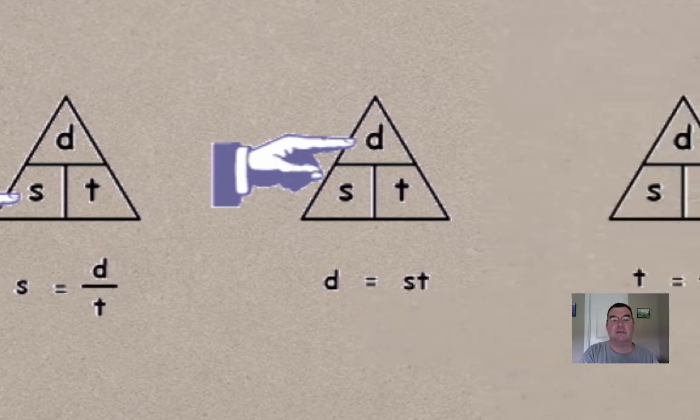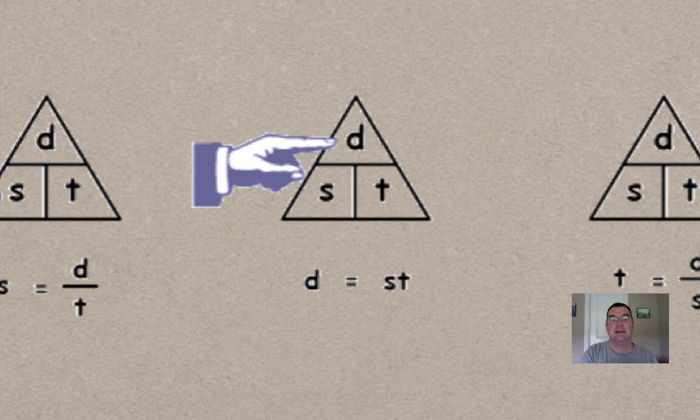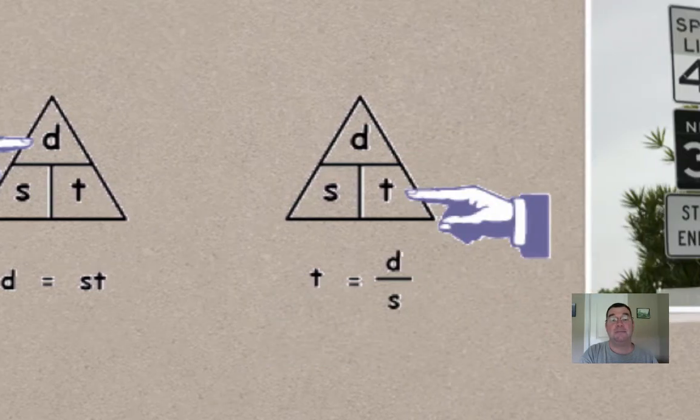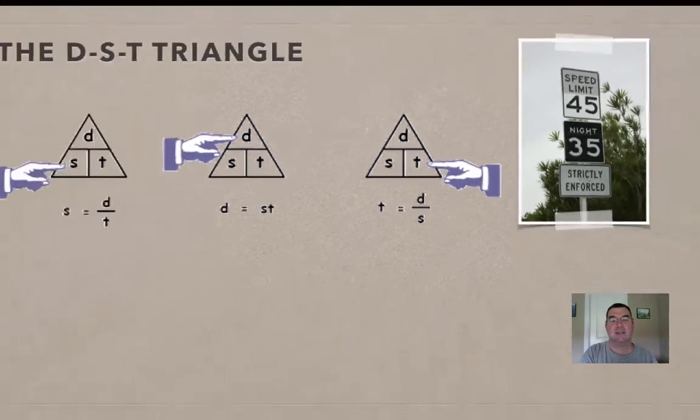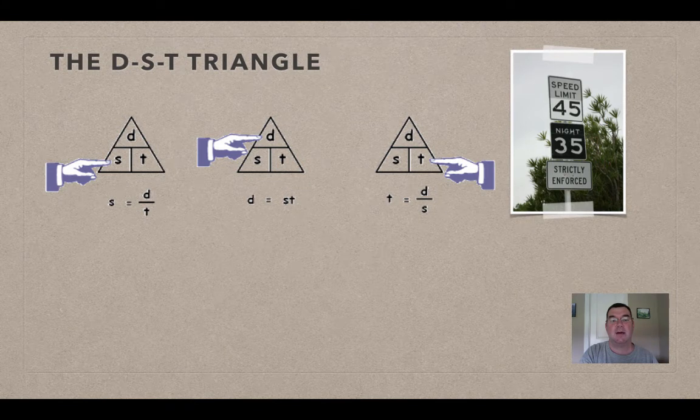In the second triangle, if I wanted to calculate d, the distance, I point to that letter, and I notice that the other two letters are right beside each other, so I'm going to multiply them. So distance would equal speed times time. And then in the last example, if I want to know the time, then I point to the t and I look at the arrangement of the other two letters. Well, d is over the s. So to calculate time, I'm going to do distance d over speed s. So that's kind of a shortcut to figure out how to find distance or speed or time when you already have the other two pieces of information.